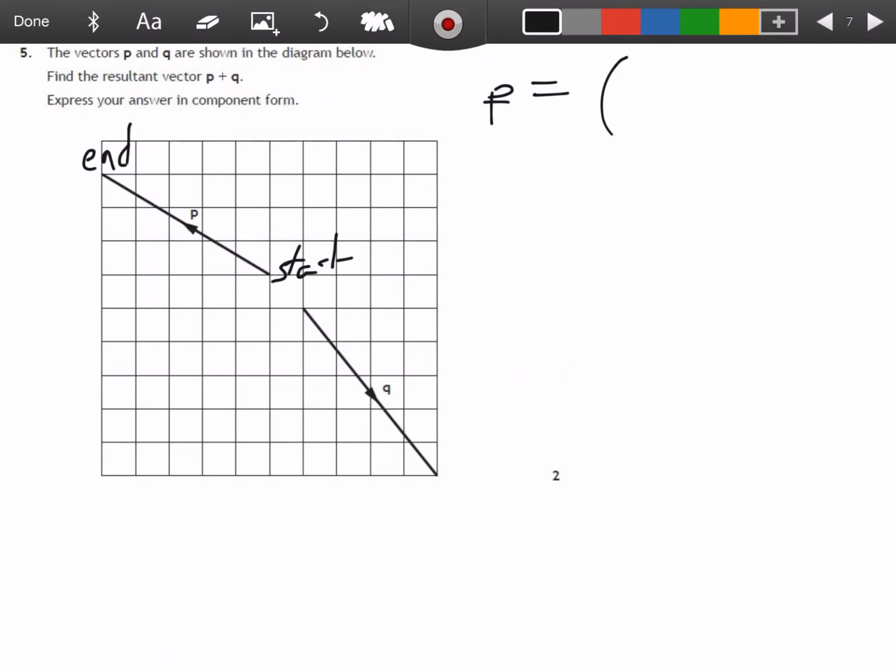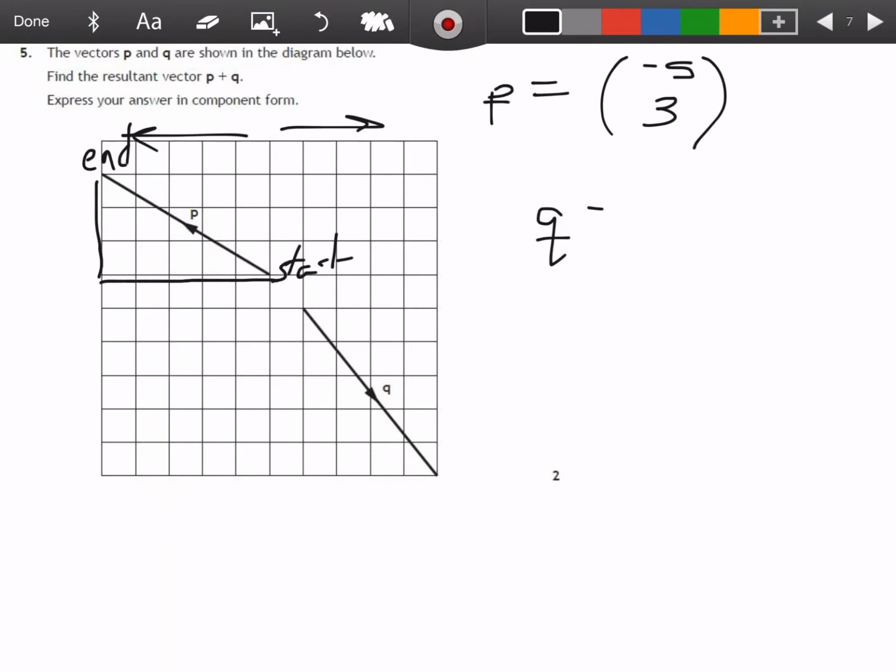How do we get from the start to the end? Think of your coordinates. We go across the way first. We're not going in the positive direction, we're actually going in that direction to get from the start to the end. So we're going 1, 2, 3, 4, 5 along. But it's in the negative direction, so it's negative 5. And then we need to go up 1, 2, 3. We need to go up 3, so it's positive 3. So that's the components of p.